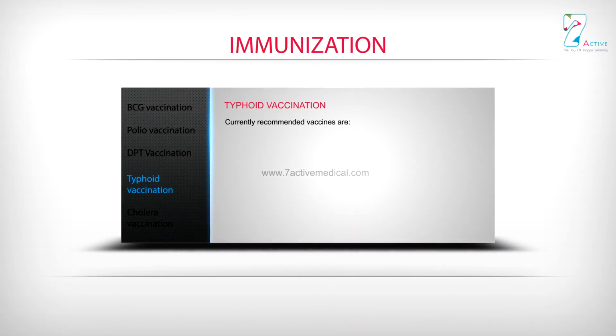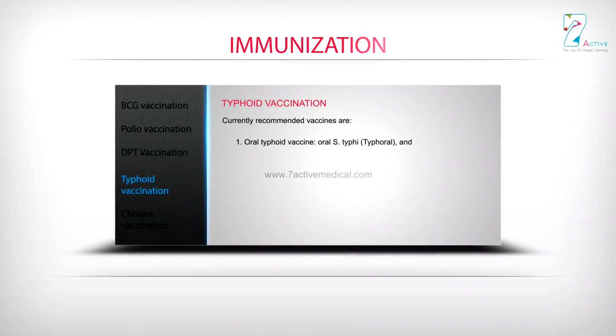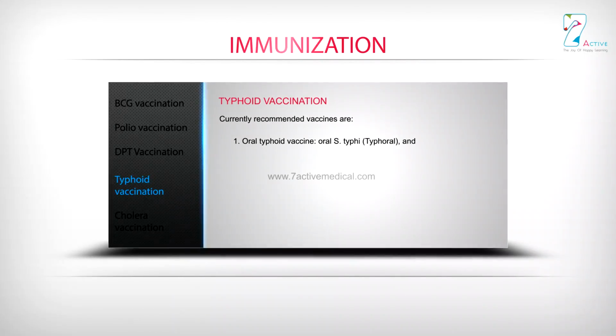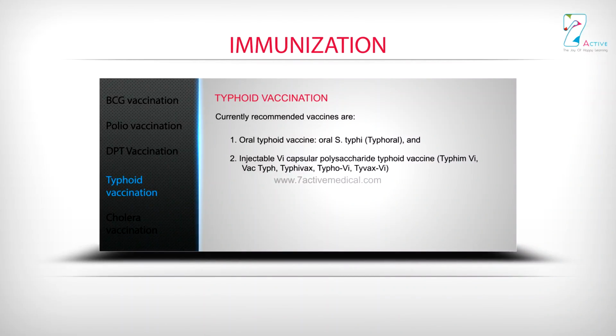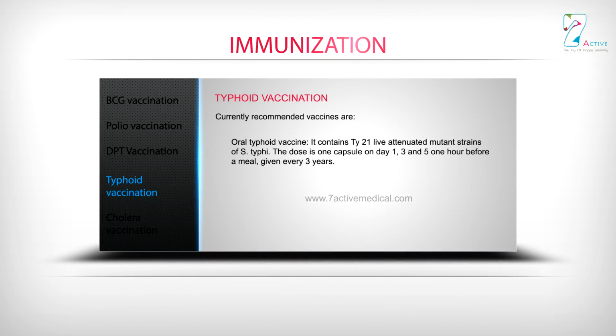Typhoid vaccination. Currently recommended vaccines are: number 1, oral typhoid vaccine, oral S. typhi, Typhoral, and number 2, injectable Vi capsular polysaccharide typhoid vaccine, Typhim Vi, Vac Typh, Typhivax, Typho Vi. Number 3, classical whole cell killed TA vaccine, as it also includes S. paratyphi A.